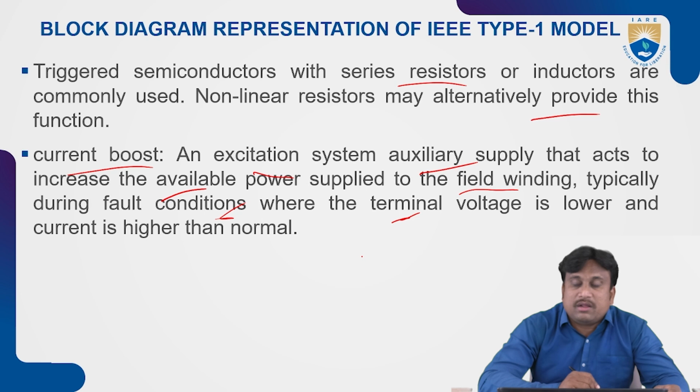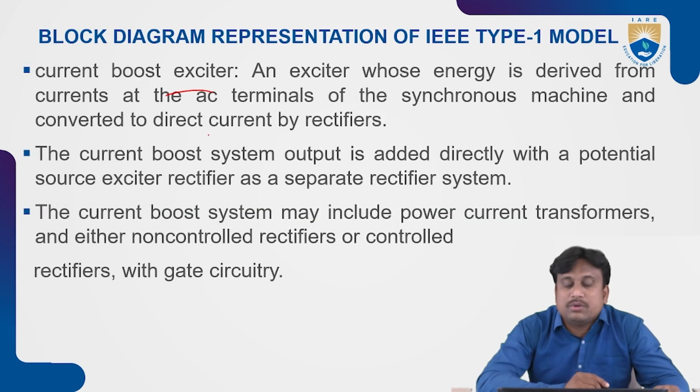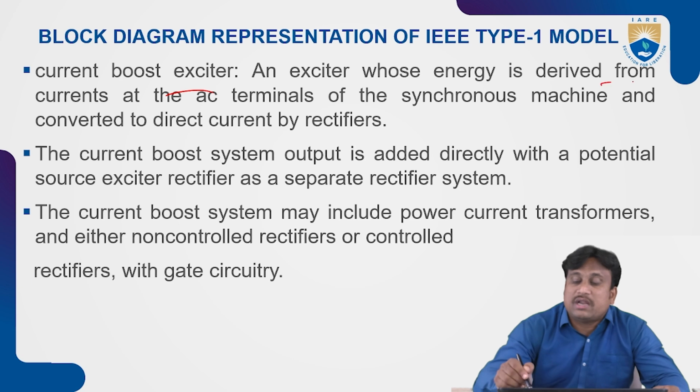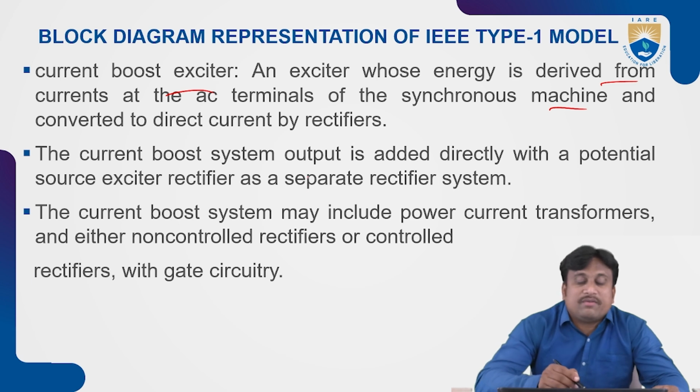So here the terminal voltage is a little bit less and the current is more than normal. So current boosters help to excite, whose energy is derived from the currents at the AC terminals of the synchronous system, and that may be converted to direct current by the rectifier circuit. So the current boosting system's output is added directly with a potential source exciter that is given to the rectifier circuit as a separate rectification process.